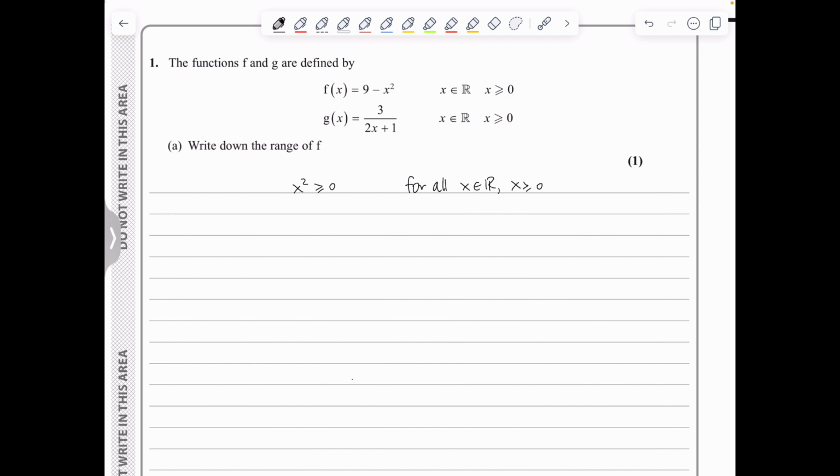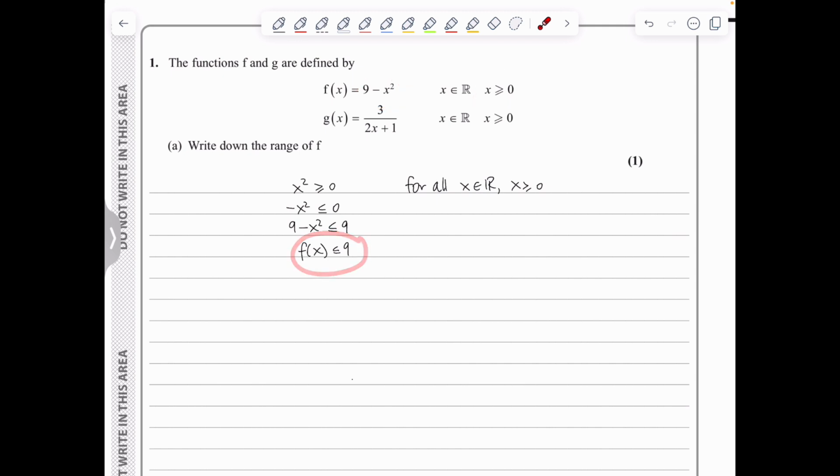Now if I multiply both sides by -1, I get minus x squared being less than or equal to 0. And if I add 9 to both sides, I get 9 minus x squared being less than or equal to 9. So what I'm doing here, I'm reconstructing the expression for f of x. So this leads to f of x being less than or equal to 9, which is exactly the range of f. It's the output that can come out of f of x.